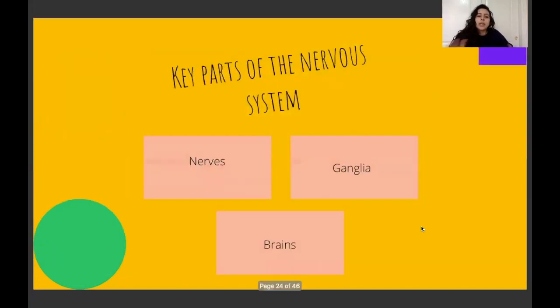Okay. Key parts of the nervous system: nerves, ganglia, brains. You'll hear these terms over and over and over again. Just get them down now. What are each of these components? How do they kind of build up, type of thing?